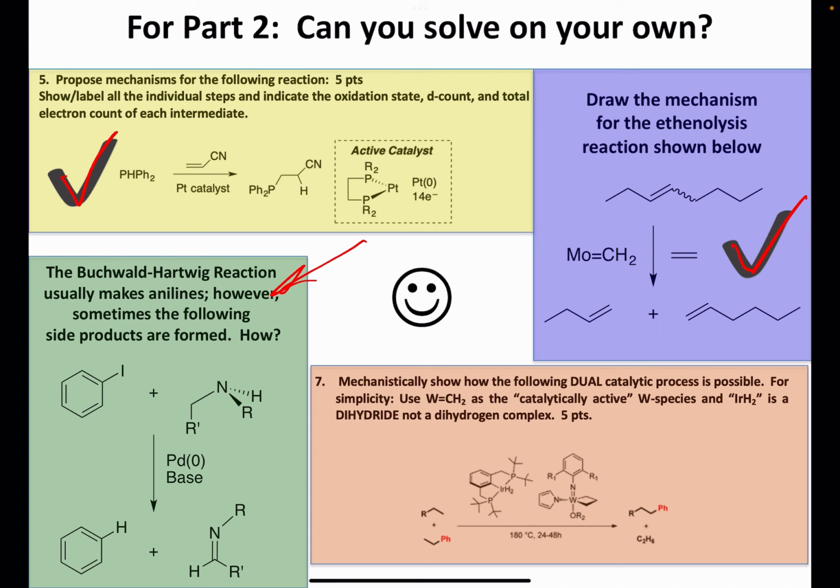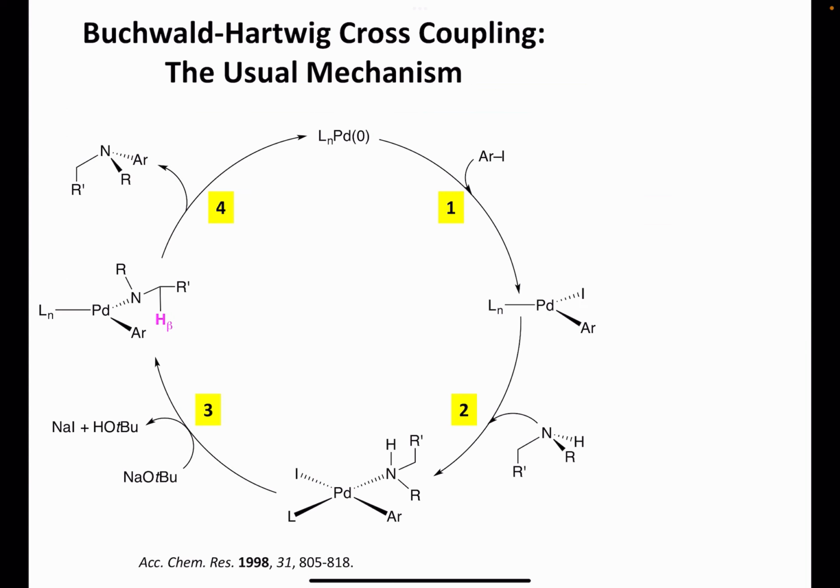How? I think we should start by doing the general, or the usual, or the accepted most basic mechanism for the Buchwald-Hartwig cross-coupling. So notice that we start with a palladium 0 catalyst. This is our active catalyst.